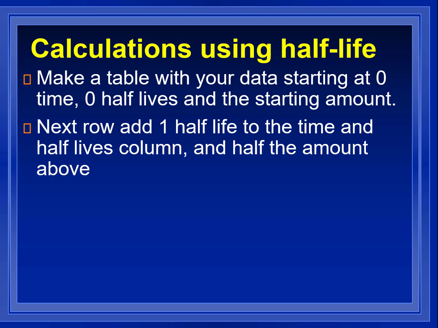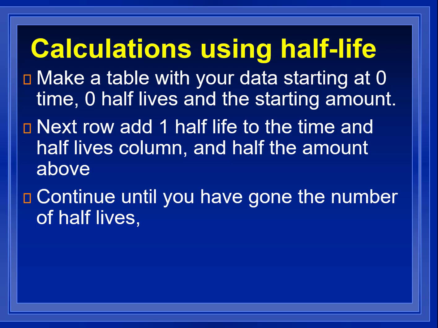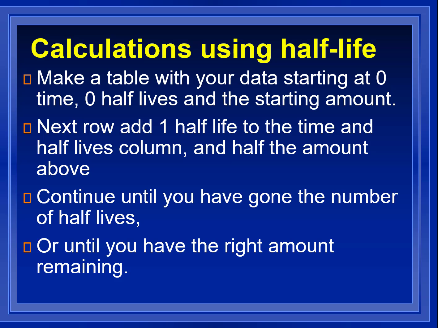Then you go to the next row. Add another half-life. Half-life number 2. Add another amount of time. 5 more seconds makes 10. Take the original starting material and cut it in half. And just keep using this table until you get the answer to the question they asked. So you get the right number, gone the right number of half-lives, or you have the right amount of material remaining, or it's been the right amount of time. Any one of those.